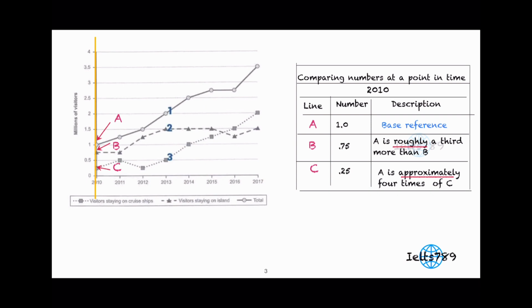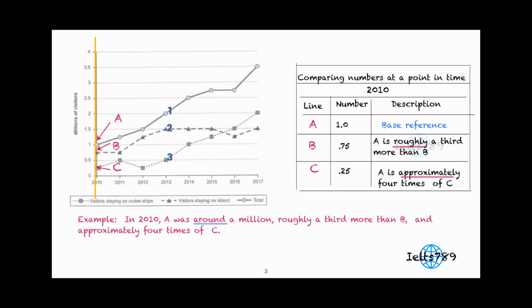Pay close attention to line A, whose data I use as base reference. This is significant because it means that I'll be comparing A relative to B and C. Look below and you'll see an example. In 2010, A was around 1 million, roughly a third more than B, and approximately 4 times of C.